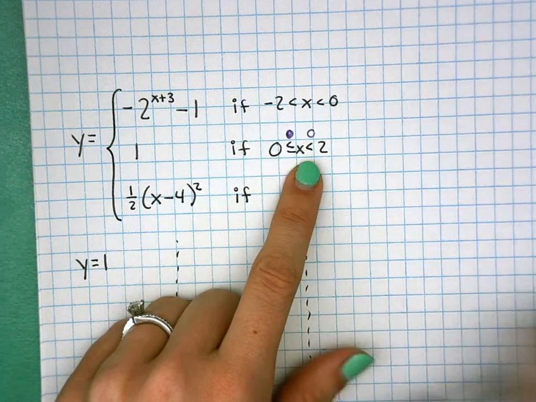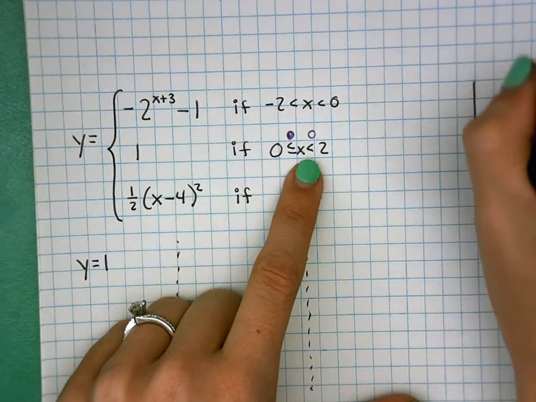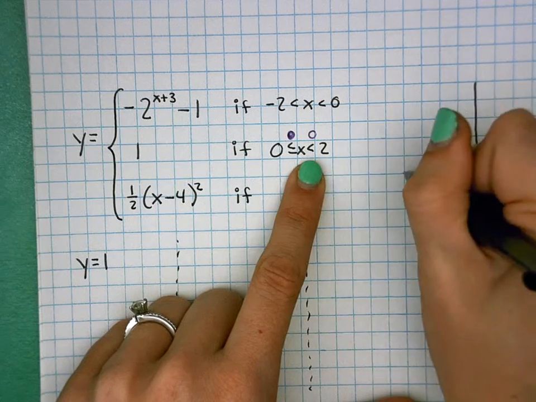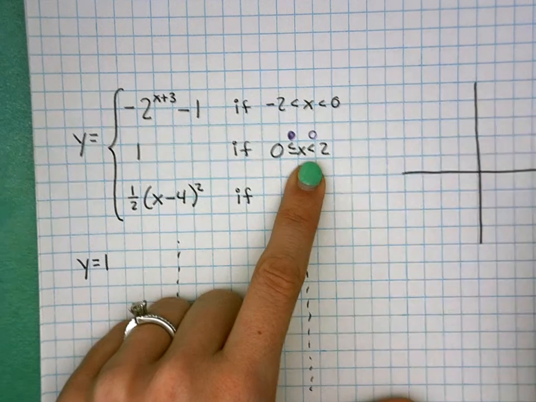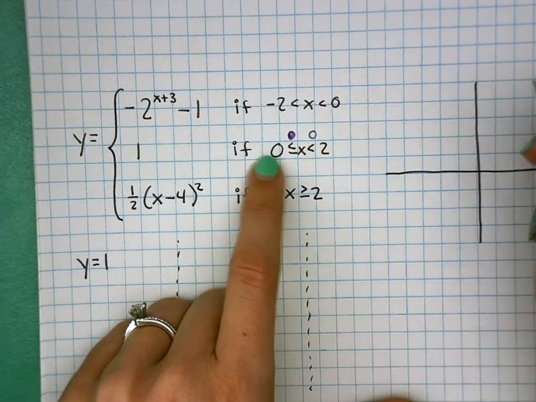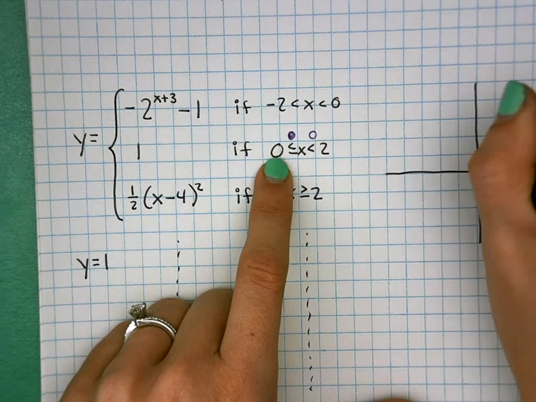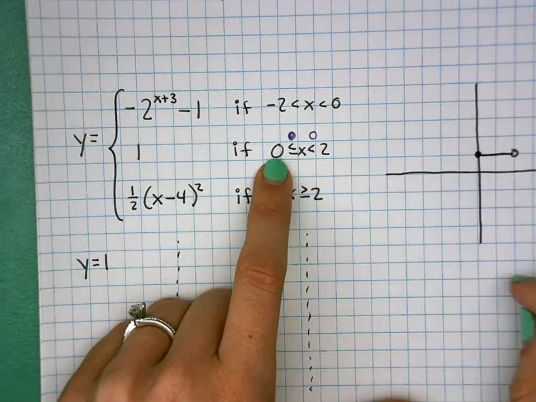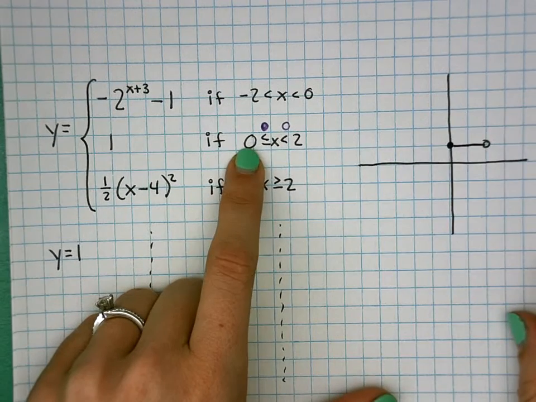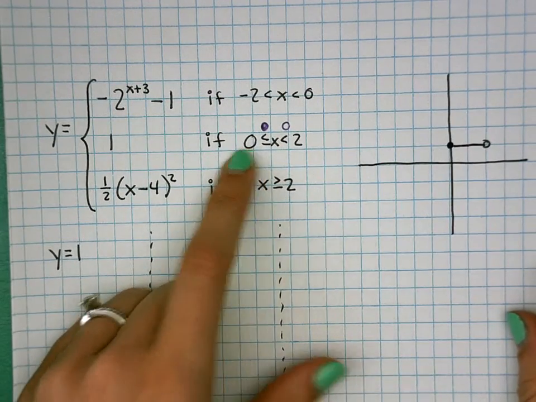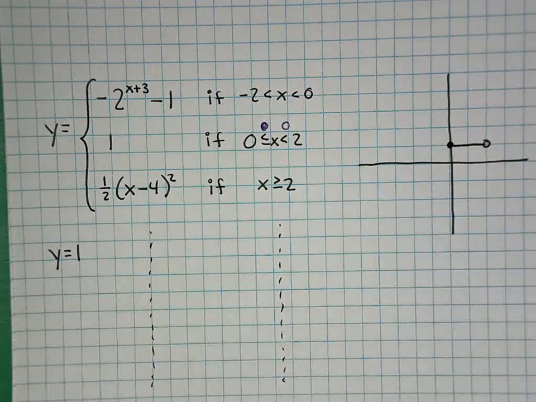Okay, so let's go ahead and sketch that. At 0 we will have a point, at 2 we will have a hole. And so there's the first part of that piecewise. Second, you can do whichever one you want. I'm going to do the quadratic next.